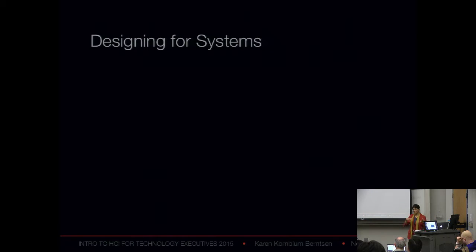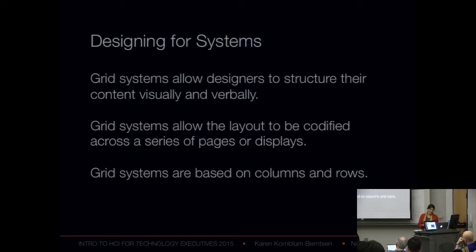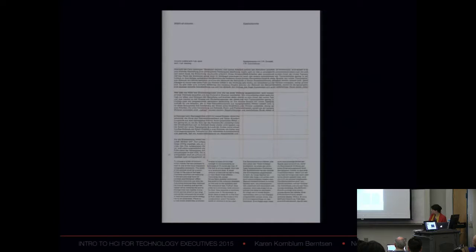Okay, so again, we've talked about typography, we've talked about images, we've talked about organization. But what happens when you have to really go up to scale and design for entire systems? How does a designer do that? Basically through a grid system. A grid system is an underlying series of invisible lines that tell the designer where to line up the text and the images in a document. They allow the information to be codified, and they're based on columns and rows.